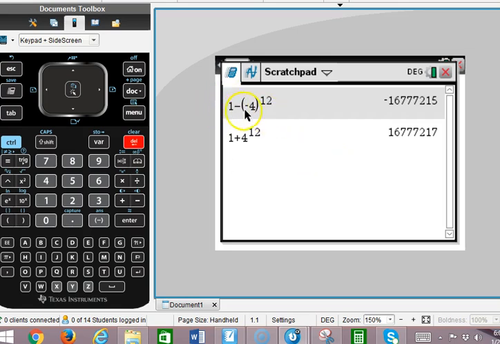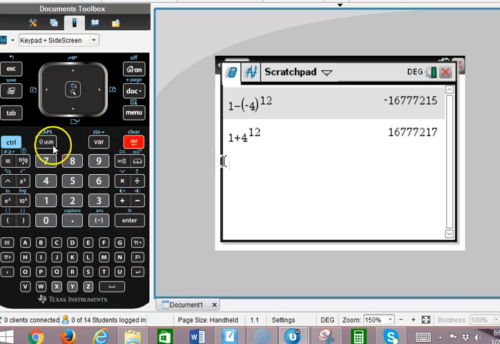If you do 1 minus a -4 to the 12th written like this, you get a large negative number. If you do 1 plus 4 to the 12th, you get a large positive number. So why are they different? It's because of the order of operations. You have to do the exponent before you do the subtraction. And when you do -4 raised to an even power, it becomes a positive number. And then you subtract this large positive number from 1. Here you're making the subtraction positive before you've actually applied the exponent, so you end up with the wrong answer.